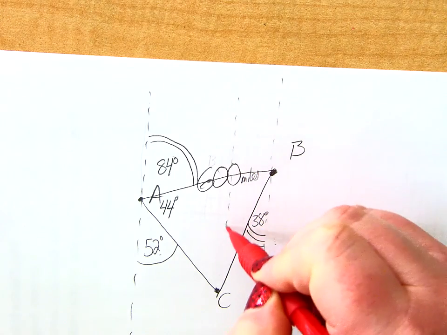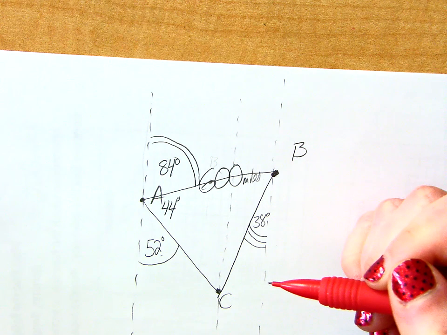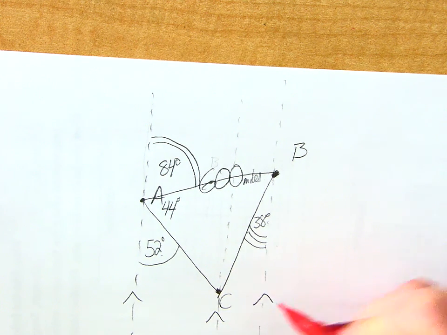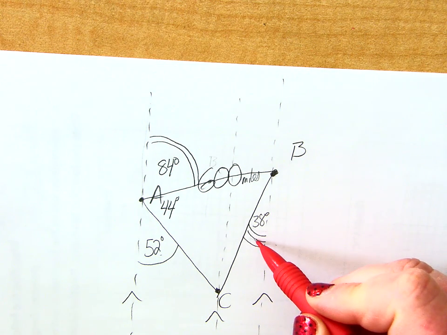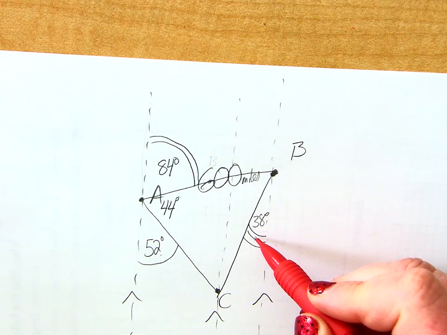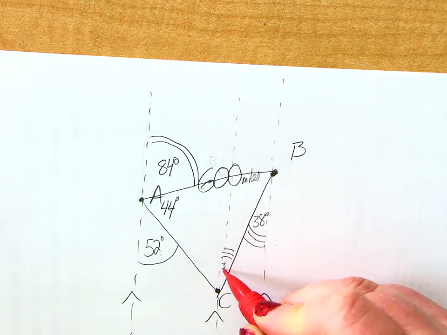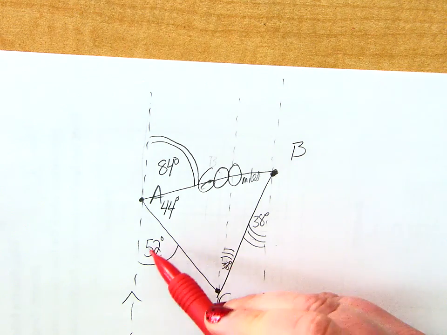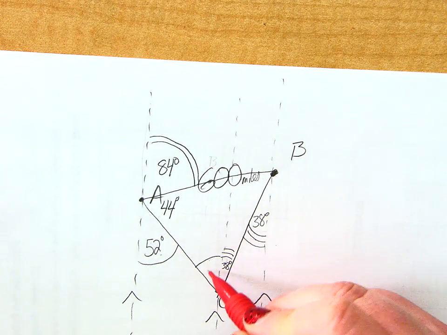Put a north-south line through the third point. Remember, all of these are parallel to each other. So that means if this guy right here is 38, isn't his alternate interior also 38? So this guy right here is 38. Okay, that's cool. Same thing happens over here. That's 52, and that's an alternate interior, so he's 52.